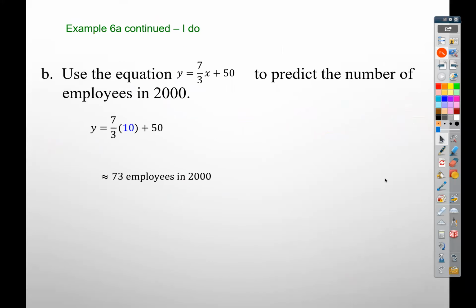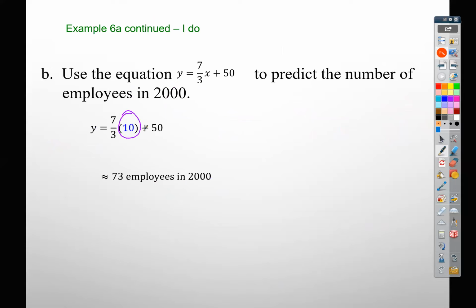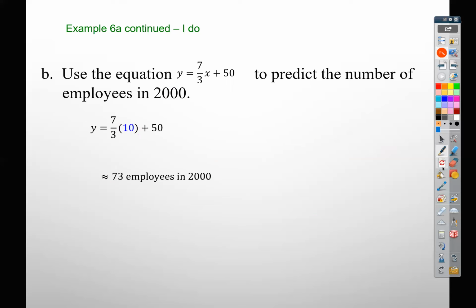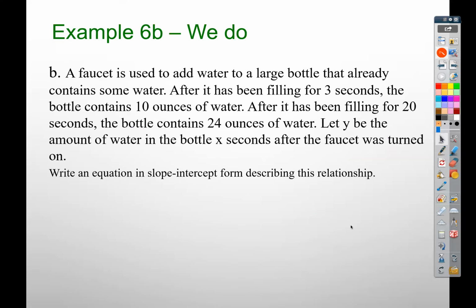Okay, so we're going to use this equation to predict the number of employees in 2000. So 2000 is 10 years after 1990. Remember we said 1990, we let x equal 0, and in 2005, we let x equal 15. So if they're wanting to know in 2000, that would be 10. All they're doing is plugging a 10 in for x and then solving it, and they got about 73 employees in 2000. All right.